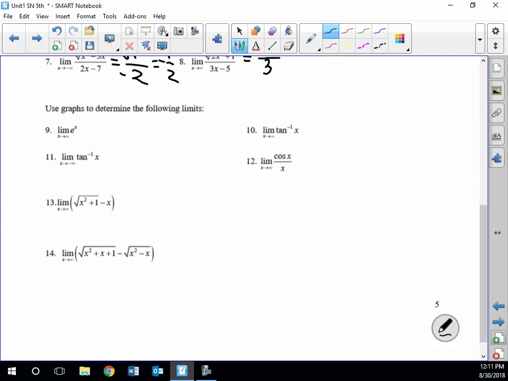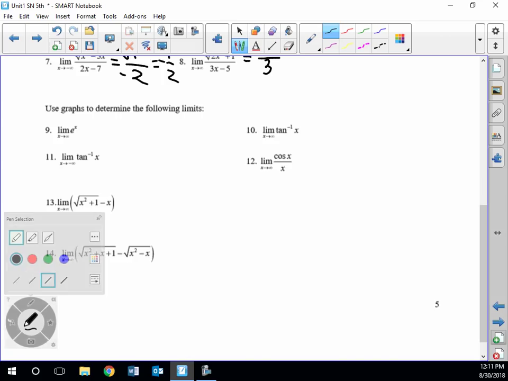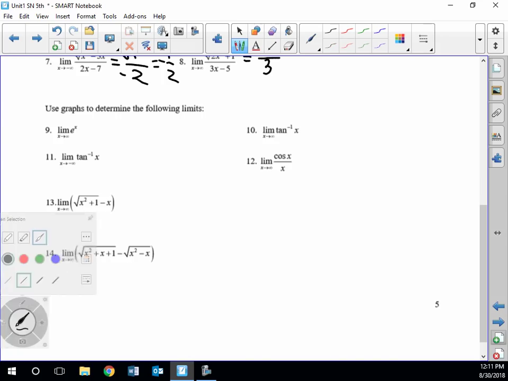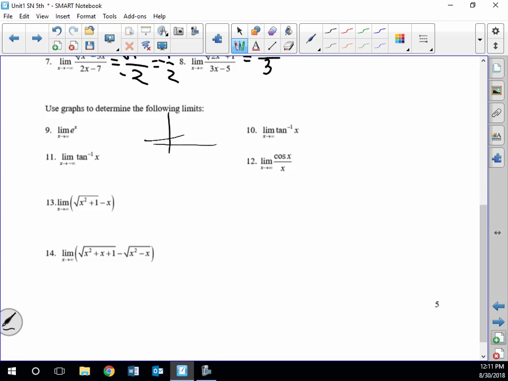Okay, well, number 9, let's have a look at this one. The limit as x goes to infinity of e to the x. These say use graphs to determine the following limits. So we want to think about what e to the x looks like. I'm going to do a small sketch of e to the x next to this problem. So let's go ahead and put that right here. e to the x looks something like this.